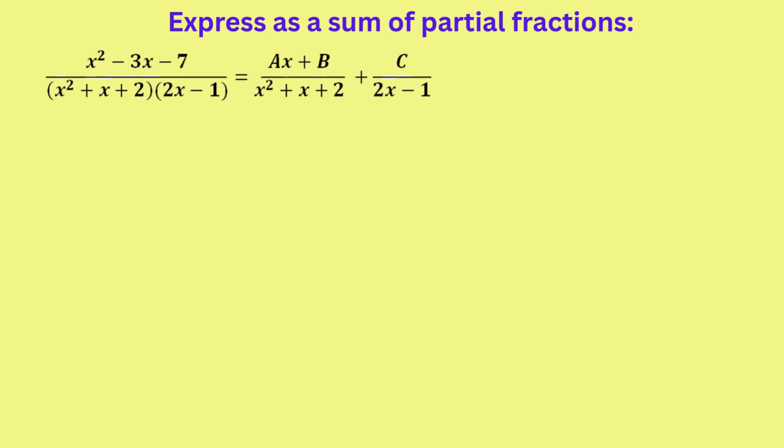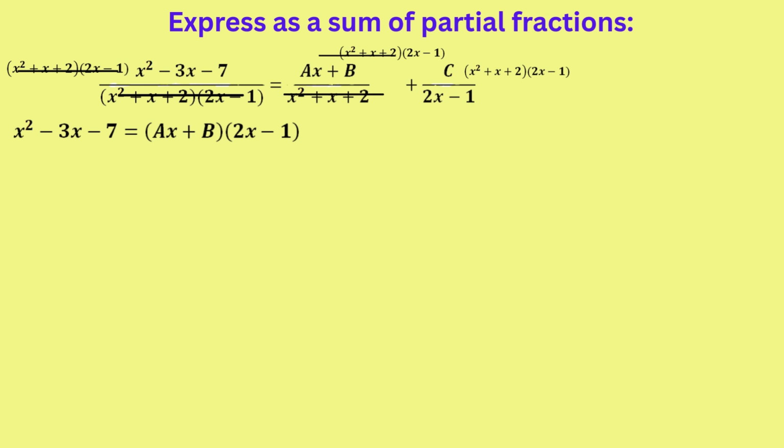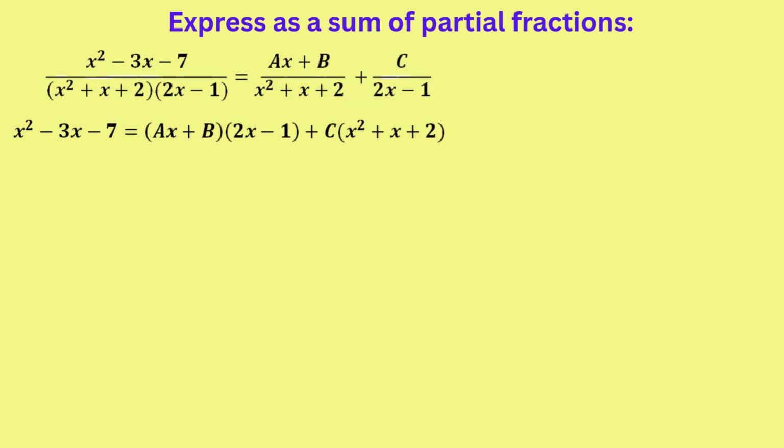The next step is the same as before. We multiply each term on both sides of the equation by the common denominator. So, times both sides by x squared plus x plus 2 times 2x minus 1. On the left, we are left with x squared minus 3x minus 7. On the right, the first fraction simplifies to ax plus b times 2x minus 1, while the second fraction simplifies to c times x squared plus x plus 2. We need to now calculate the values of a, b, and c.